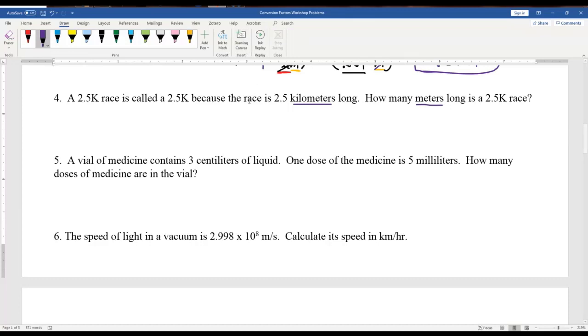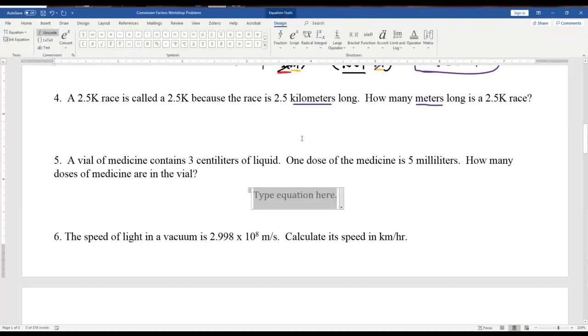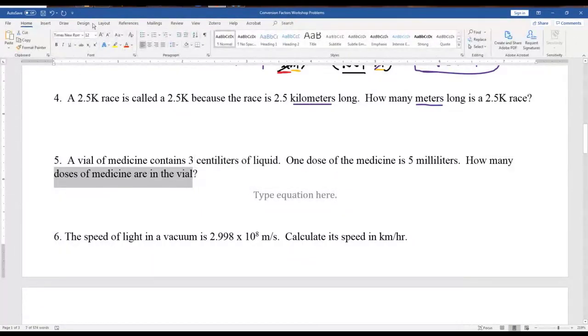So let's take a look at number 5. The vial of medicine contains 3 centiliters of liquid. 1 dose of medicine is 5 milliliters. How many doses of medicine are in the vial? So here's what you're going to have to do. First of all, what am I going to start with? I'm looking for the doses of medicine in the vial. What number am I going to have to start with here?